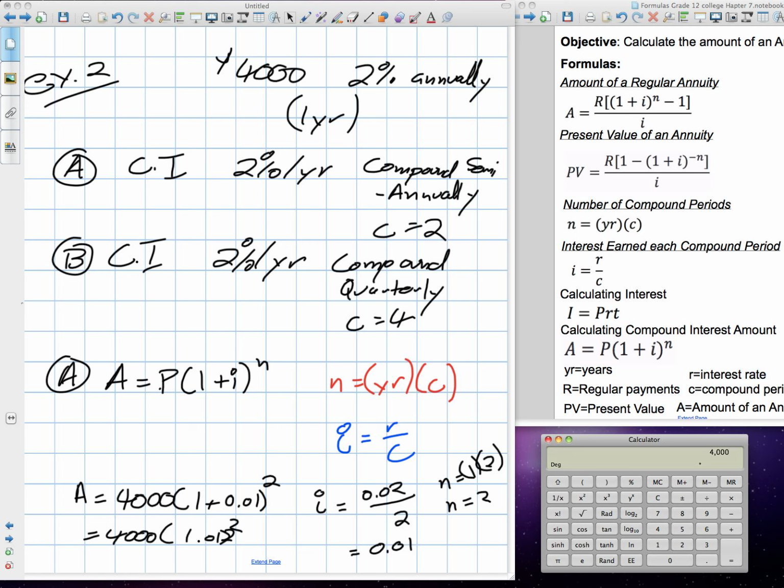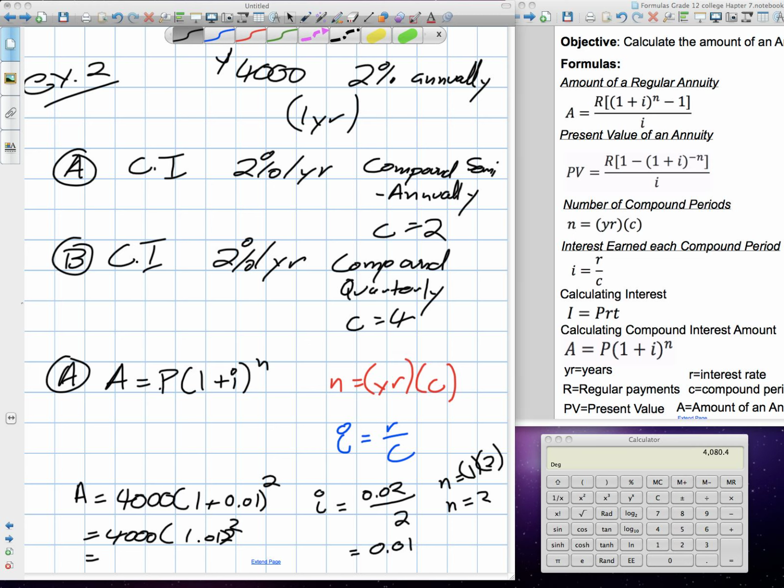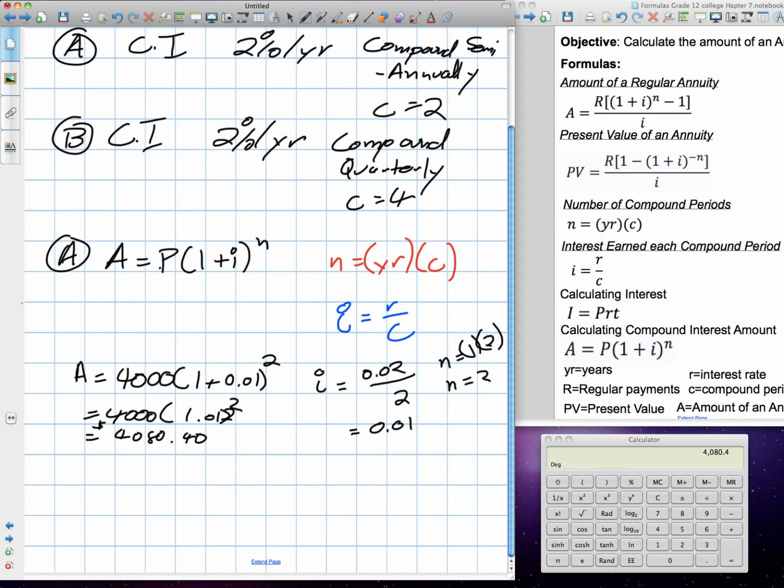We end up with $4,080.40. So really, from what we did before, we've only earned another 40 cents when we compound twice a year. When we have that second bank account, we're going to do the same idea.